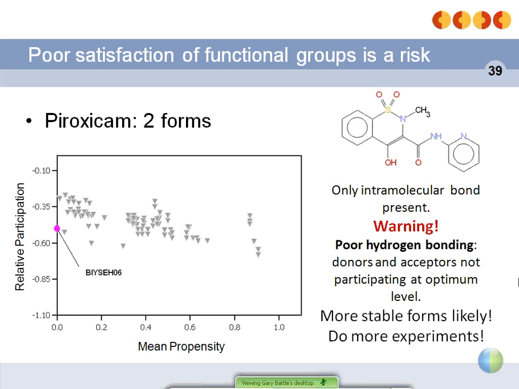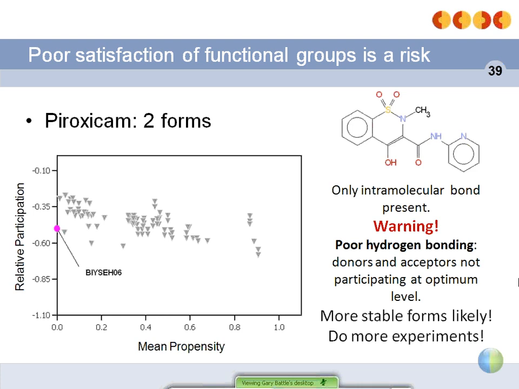Another property that can be assessed through the application of structural informatics is the quality of the hydrogen bonding. Poor hydrogen bonding definitely raises a flag that there may be a more stable form available. What I've done here is plotted the proportion of hydrogen bond functionality that's satisfied in one polymorph of piroxicam, which we refer to as participation, against the summed likelihood of each hydrogen bond interaction, which we call the propensity. And this particular crystal form is represented by the pink dot. Now all the grey dots are other possible combinations of hydrogen bonding groups, each given participation and propensity values.